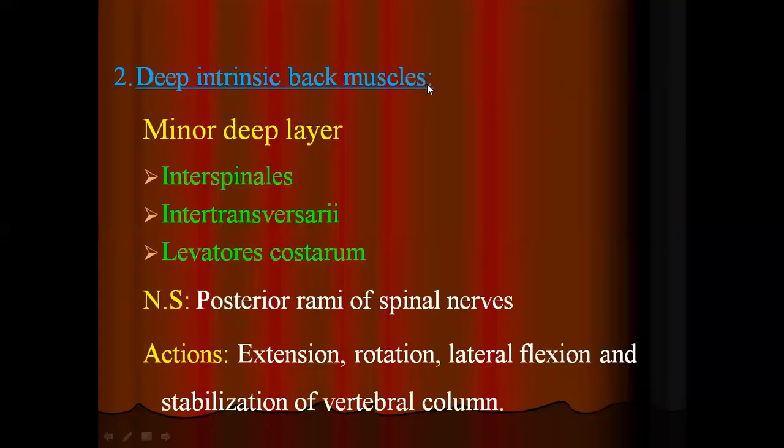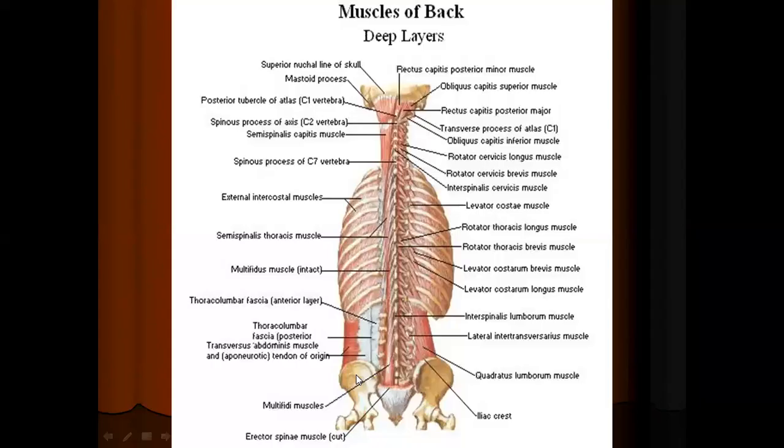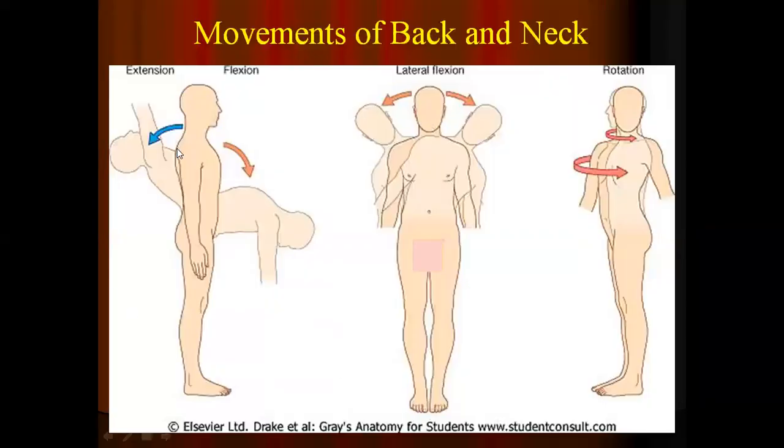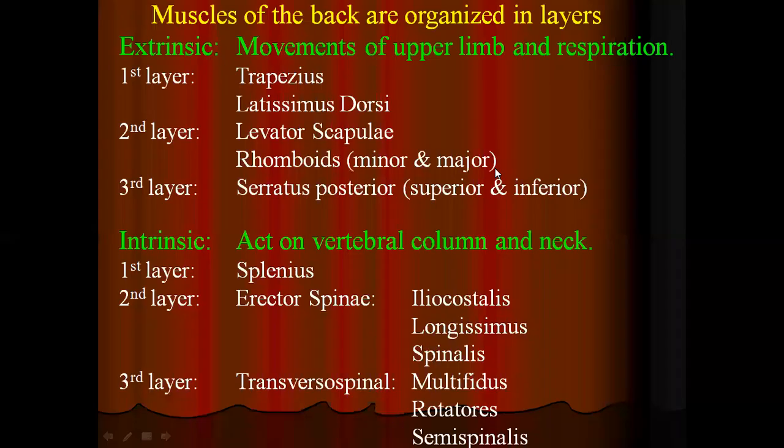Deep intrinsic back muscles, minor deep layer, we have interspinals, intertransversarii, and levatores costarum. Of course, they are again supplied by posterior rami of spinal nerves. Action, extension, rotation, lateral flexion, and stabilization of the vertebral column. These are the various movements which are performed by the back muscles: flexion, extension, lateral flexion, and of course the rotation.